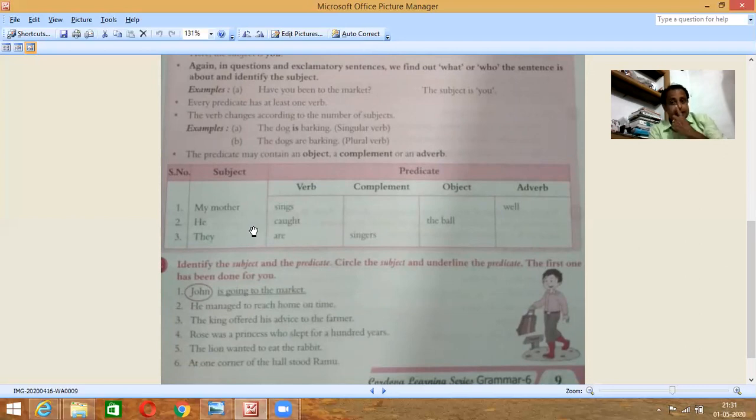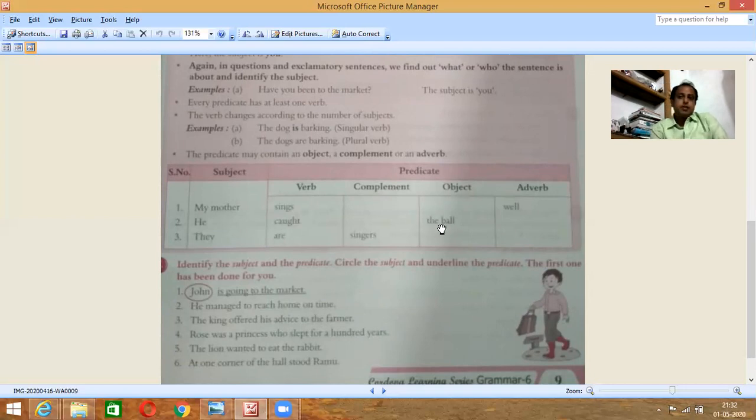If sings well is a predicate part, then what things will be in the predicate part? That's verb. Verbal part will be with the predicate part. Here you can see that there is an adverb. So verb and adverb will be part of the predicate. He caught the ball. Here you can see subject is he, verb is caught. There is no adverb or anything else. Only there is an object.